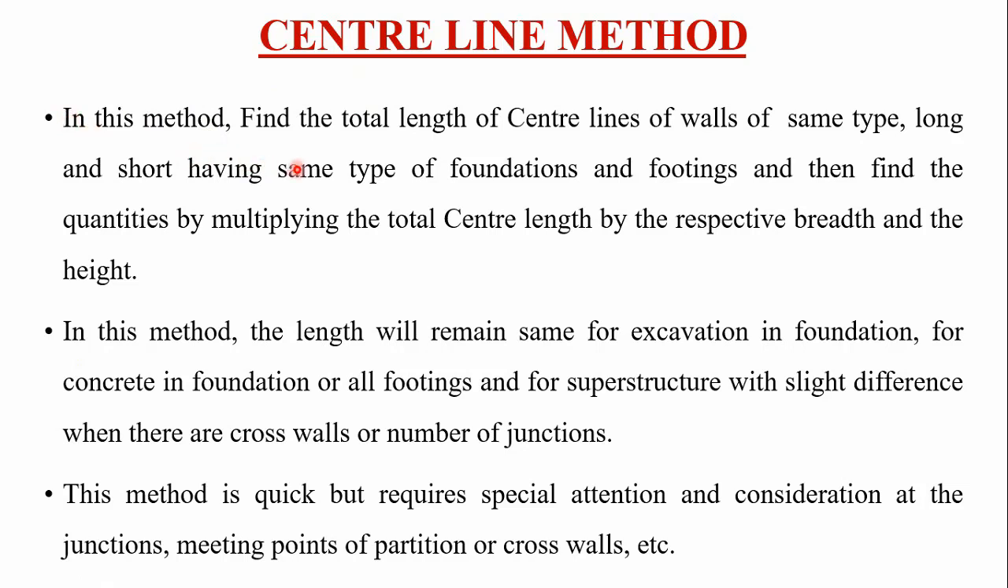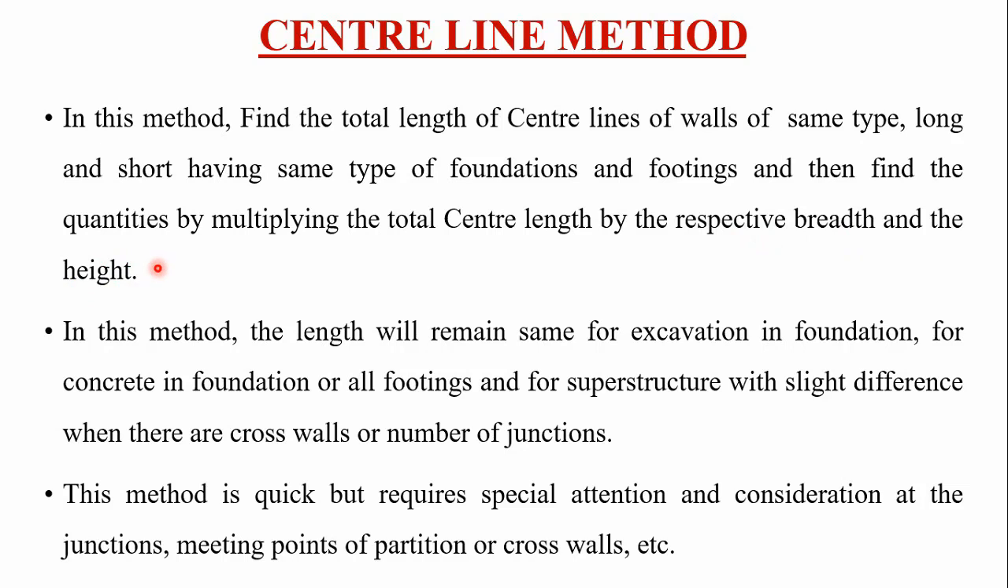In this method, we are going to calculate the total center to center length of the building. In a building we are going to have different types of walls like 9 inches, 4 inches, or 230 mm and 100 mm. The walls which have the same type of foundation and footing, that total center to center length we will calculate. We will multiply it by breadth and depth so as to get the quantity.